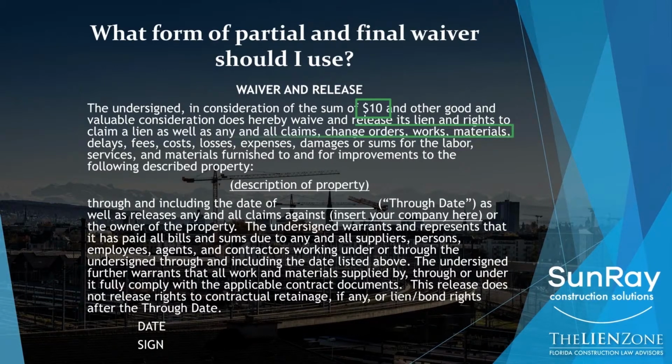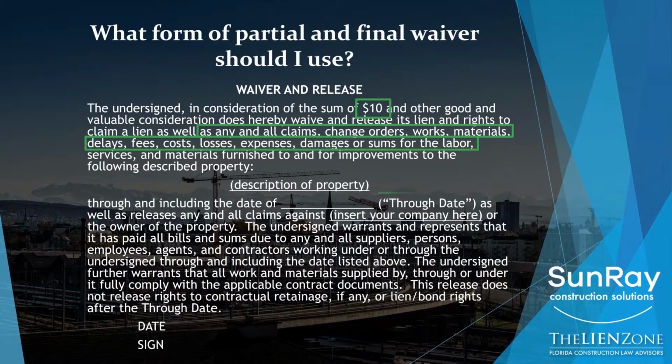So let's talk about each of the component parts. Number 1 is $10. We'll talk about that later and why that's important. But notice what it is giving up in this release as well. Any and all claims, change orders, works, materials, delays, fees, costs, losses, expenses, damages, or sums for the labor, services, or materials furnished to and for the improvements described below.